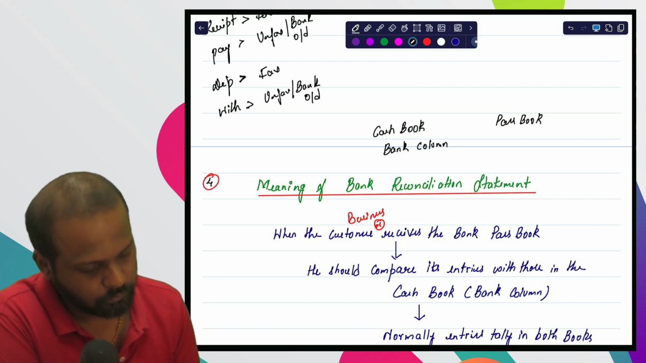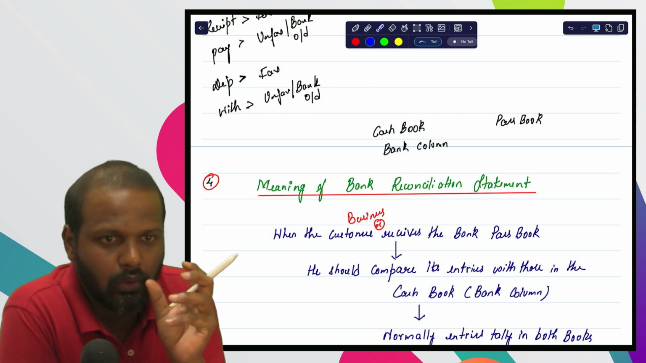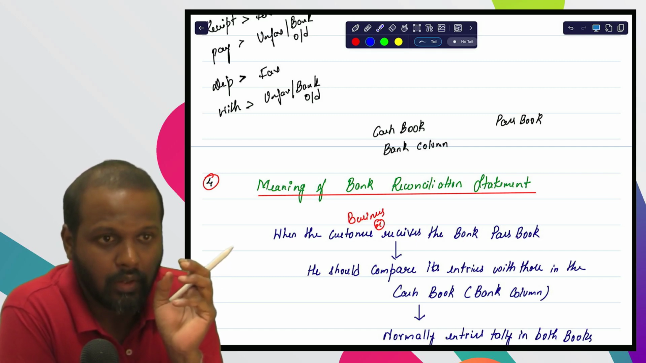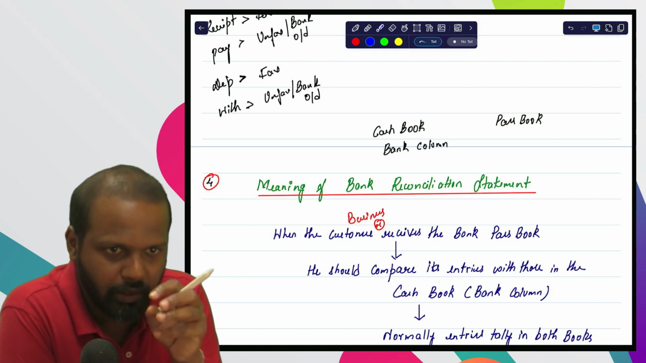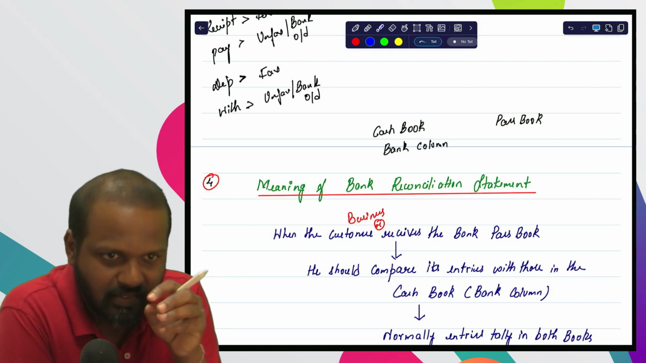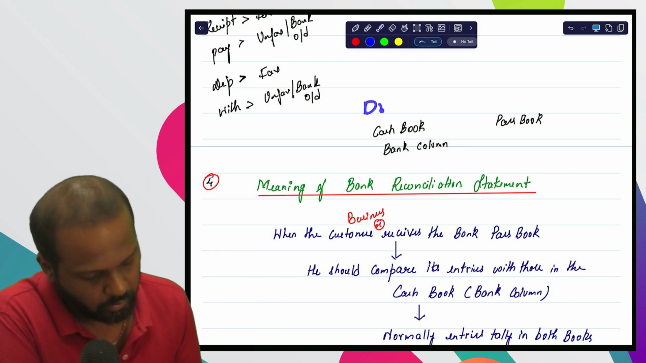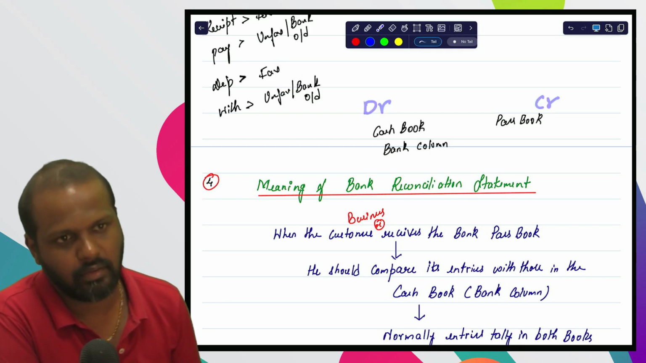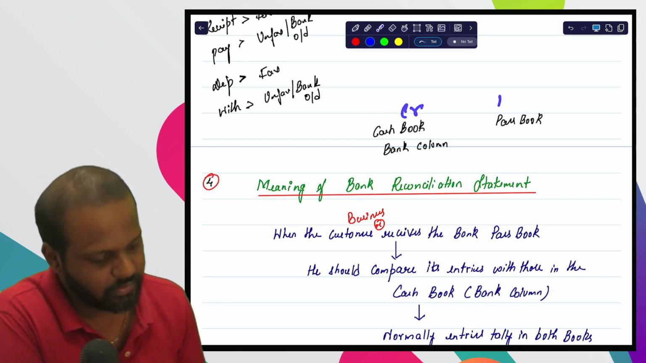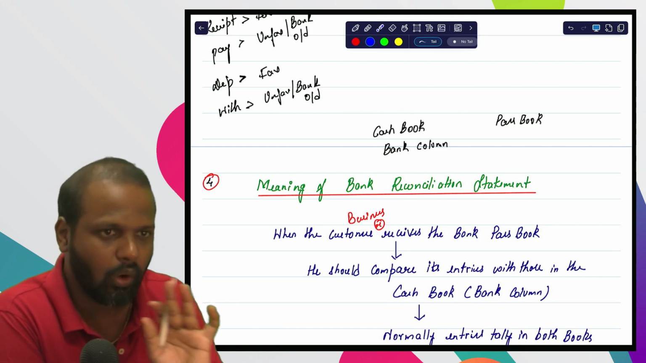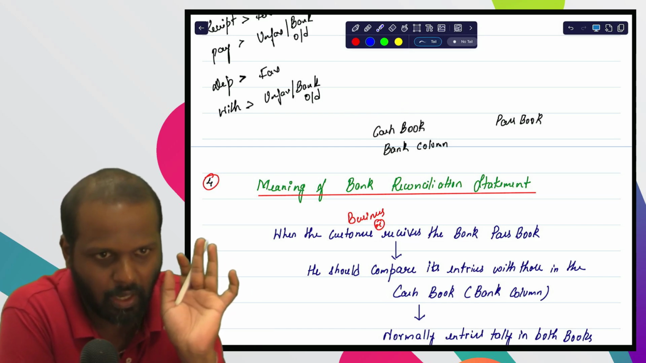Okay, now understand one thing. Whatever transactions you record in the cash book bank column, the same things are going to be recorded in the passbook. The only difference is that what you record in debit here, it is recorded as credit there, and what you record here as credit, it is recorded there as debit. But otherwise all entries are going to be the same, and amounts are going to be the same.